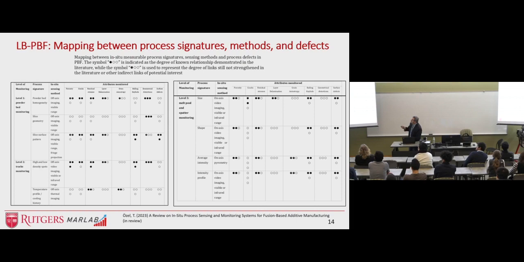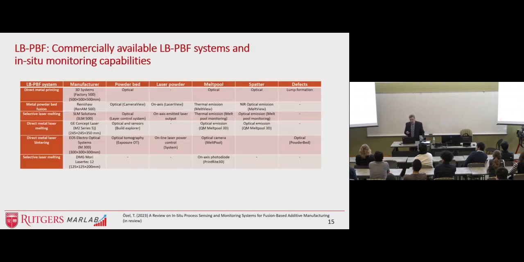So these are the first table. Remember, porosity, cracks, residual stresses, layer delamination, grain anisotropy, balling and keyhole, geometric distortions, and so forth. We can look at the mapping between the process signatures, defects, as well as level of monitoring can be utilized. Let's look at the commercially available laser powder bed fusion systems and their in-situ monitoring capabilities.